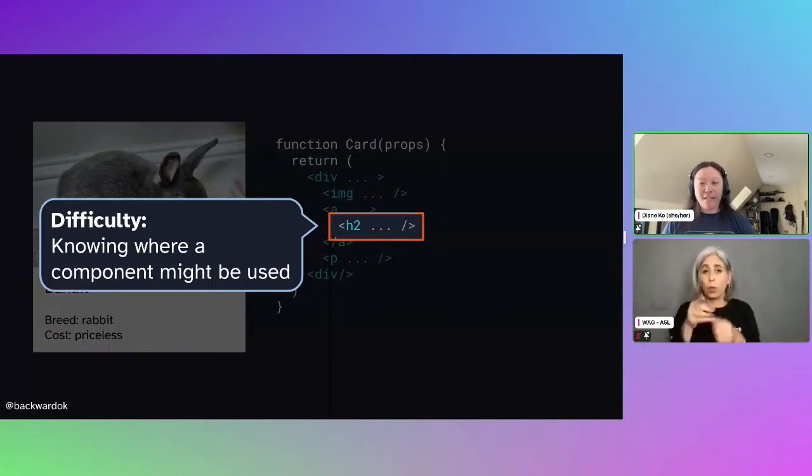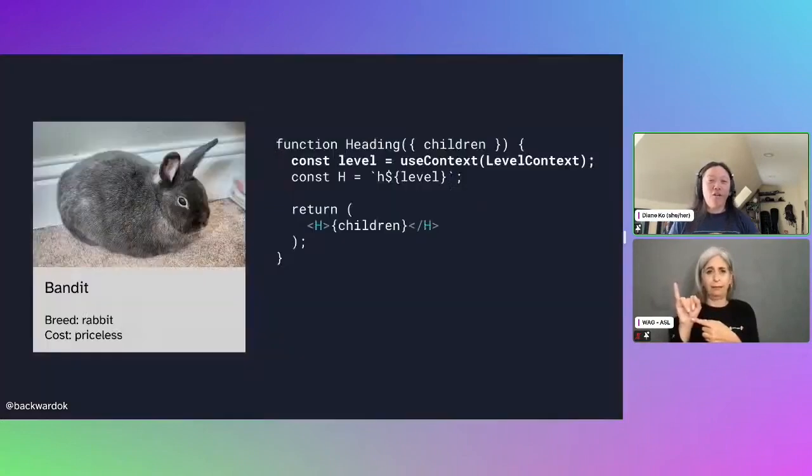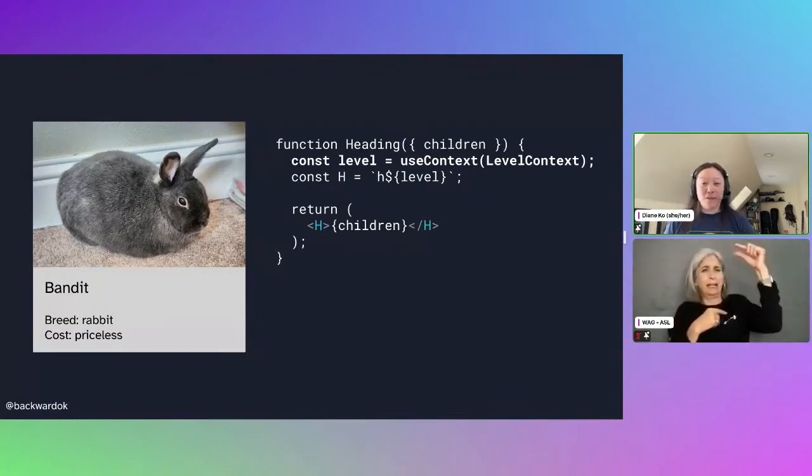One way to solve this is with the React Context API. So let's create a new component called heading, and it takes children as a prop. Children is a reserved prop name for the content that was passed in inside of the component tags when it was used. We know we want to have some kind of heading level context that's defined somewhere. So let's assume we'll call that context level context, and it will return the level that we need for our heading component.